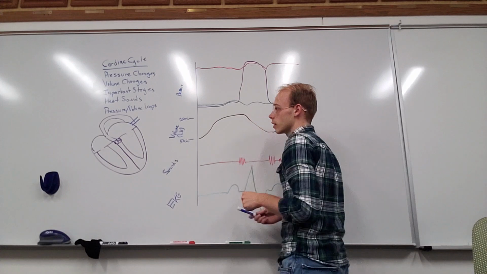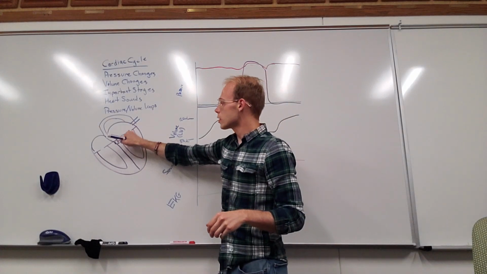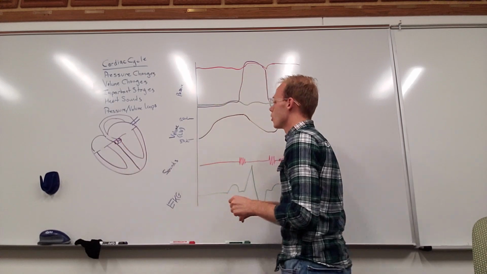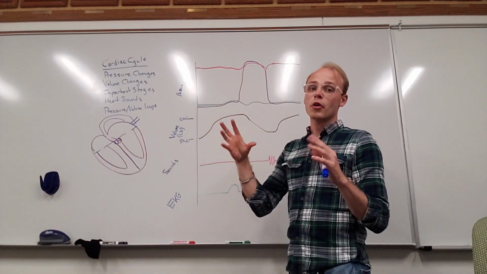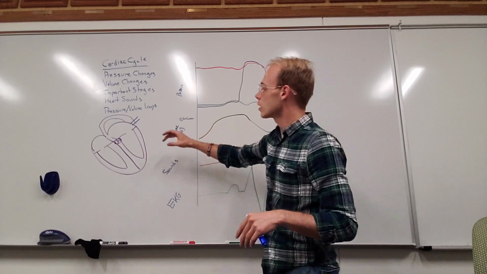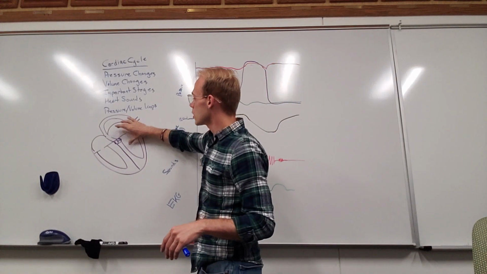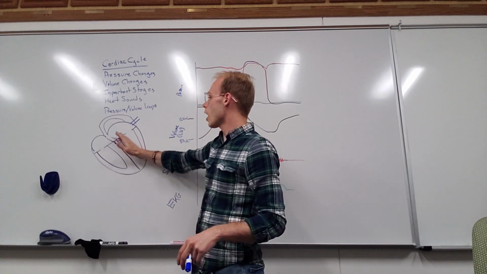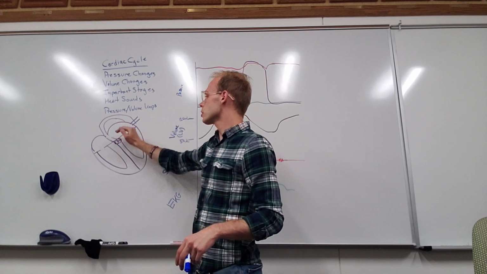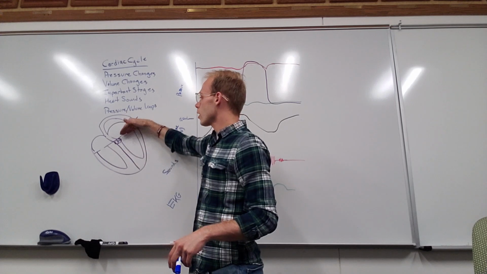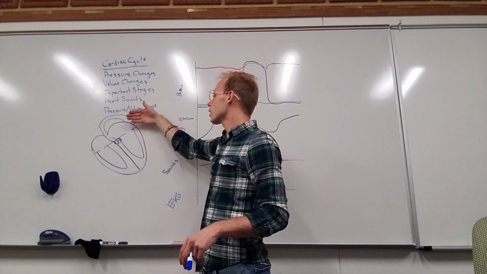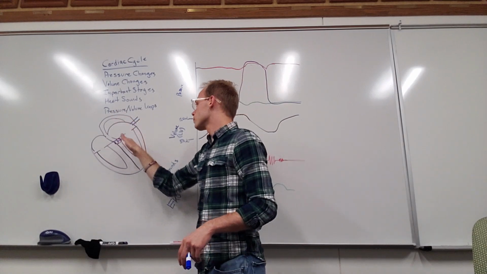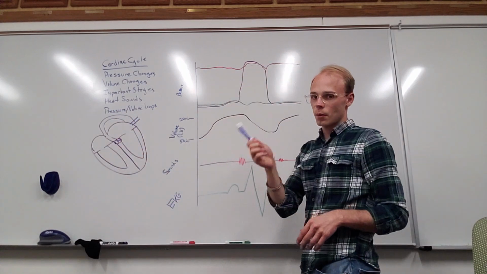And another really important thing is the valves. This valve, which is your mitral valve, and this valve, which is the aortic semilunar valve, open and close depending on pressure differences between atria and ventricle and the aorta. So if the pressure is higher in the ventricle than it is in the atrium, the mitral valve would be closed, but in this case, because the pressure in the atria is higher than the ventricle, it's open. So, important thing to know.